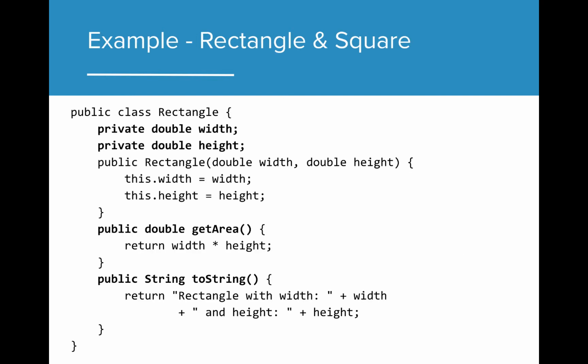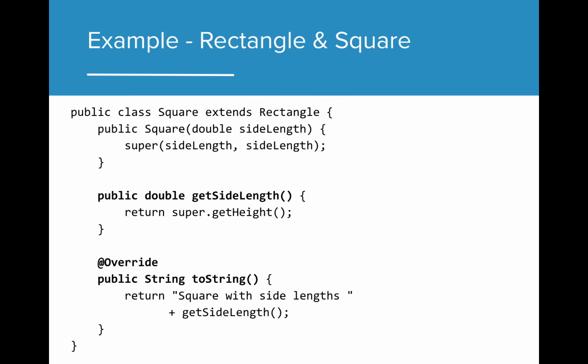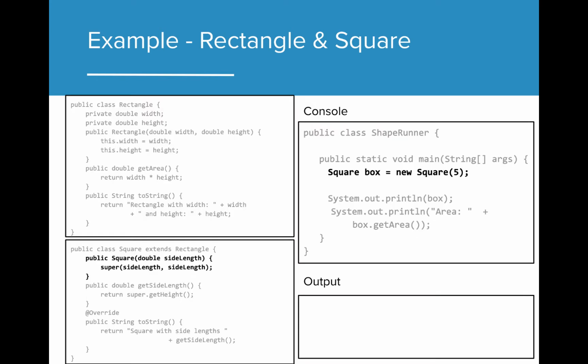Let's take a look at a rectangle and square class example. Starting with the rectangle class, we see two instance variables and two methods defined. The square subclass extends the rectangle. While it doesn't add any instance variables, it does add a getSideLength method and overrides the toString method. As our program starts, the first step is to create a square object. We do this by calling the subclass constructor and passing it a side length of 5. When the square object is created, it calls the superclass and creates a rectangle object with a width and height of 5.